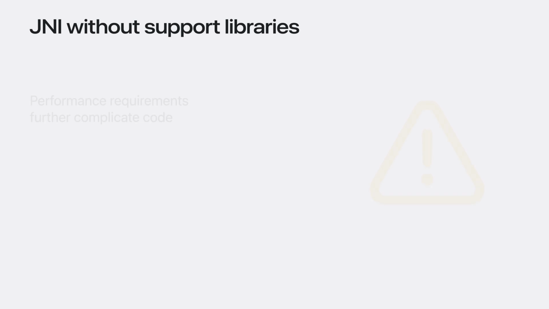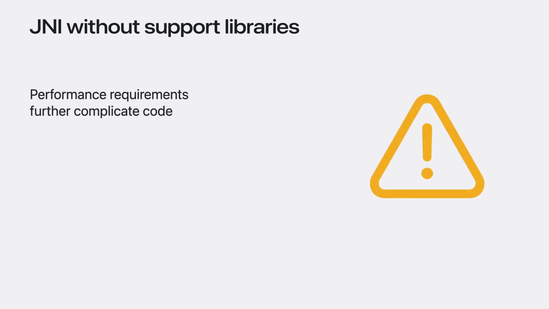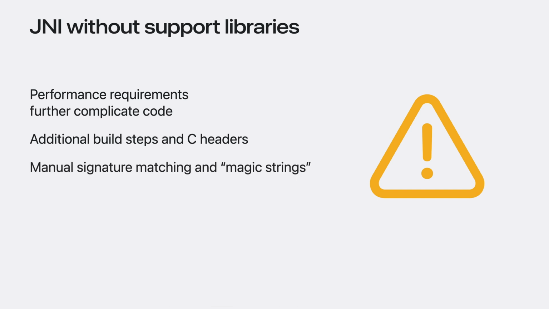to use correctly. To make method implementations performant, we may need to involve caching and other techniques which further complicate the code. There's additional build steps and C headers to worry about. Manually matching all the method signatures and magic strings is really error-prone. And we also have to carefully manage object lifetime of any created or received Java object. So doing JNI without additional support is possible, but it's not a great experience.